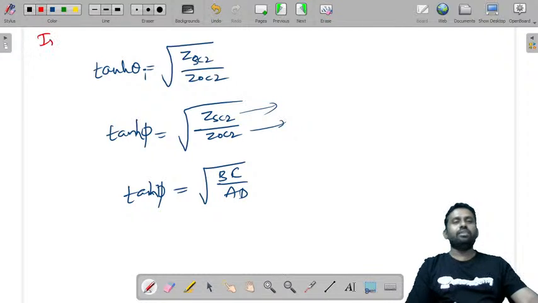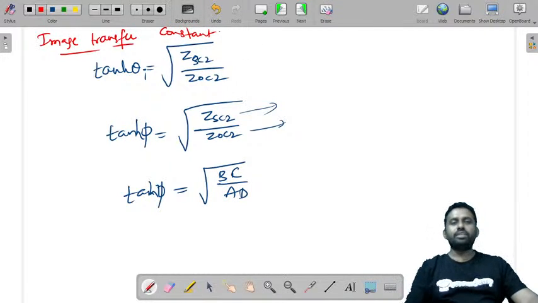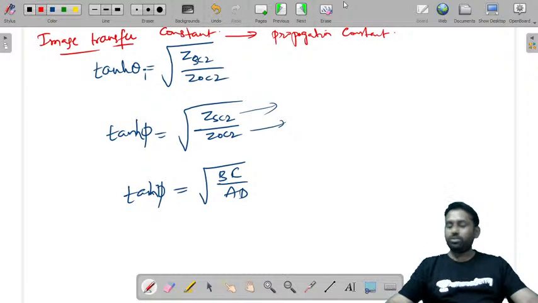This is the image transfer constant. In symmetrical networks, image transfer constant is also called the propagation constant. For a symmetrical network, this is also named the propagation constant. Let's try to solve one problem based on this concept.